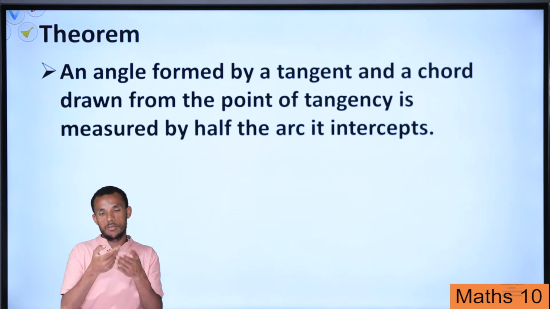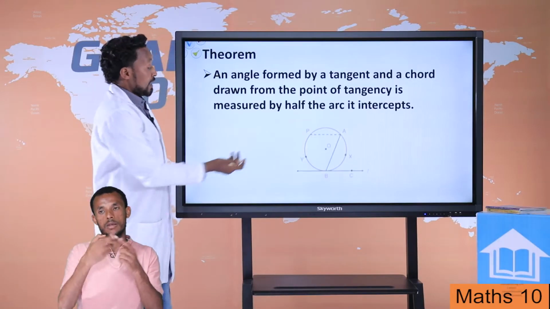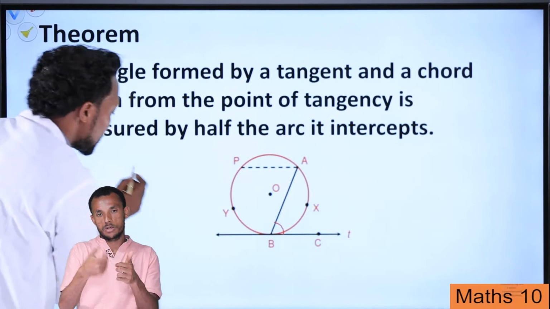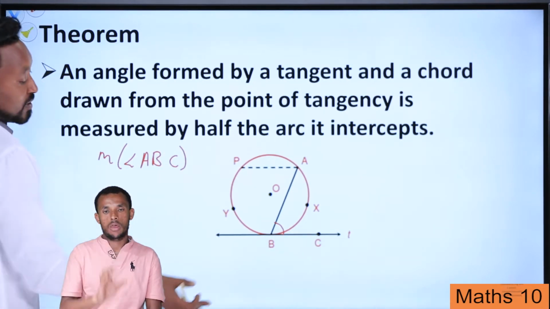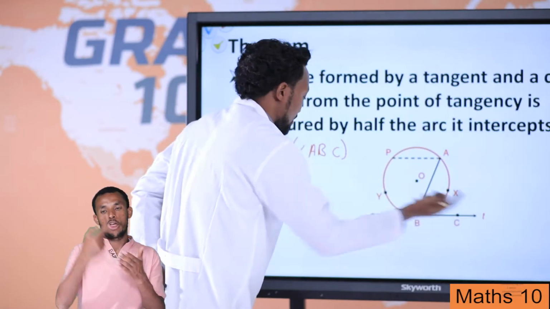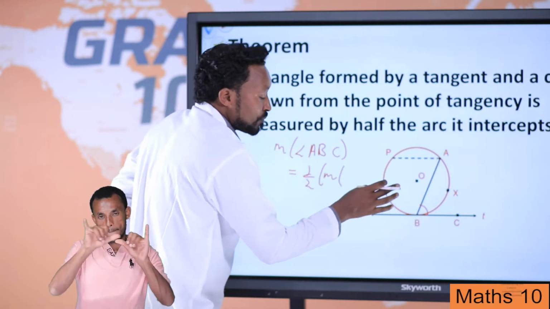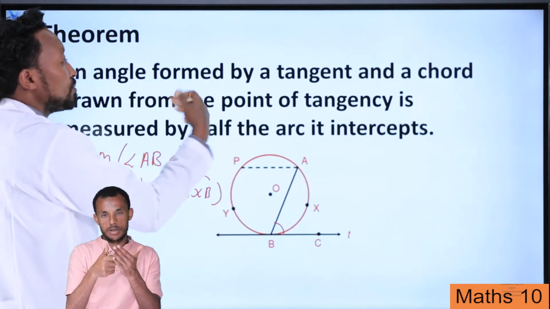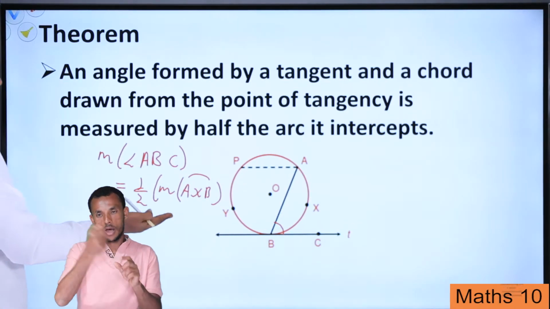An angle formed by a tangent and a chord drawn from the point of tangency is measured by half of the arc it intercepts. Let me show this figure. This tangent line and this chord form an angle here. What is the name of this angle? The measure of angle ABC. This is formed by the chord AB and the tangent line BC. Therefore, the measure of this angle is half of the measure of the intercepted arc AXB.